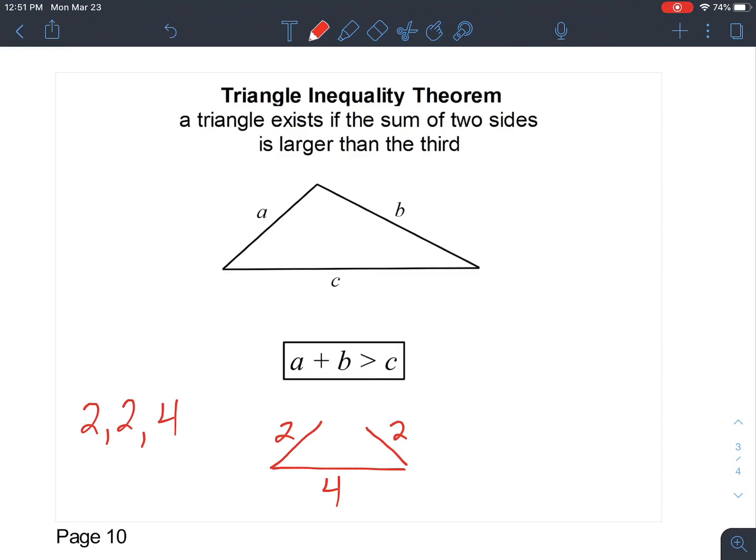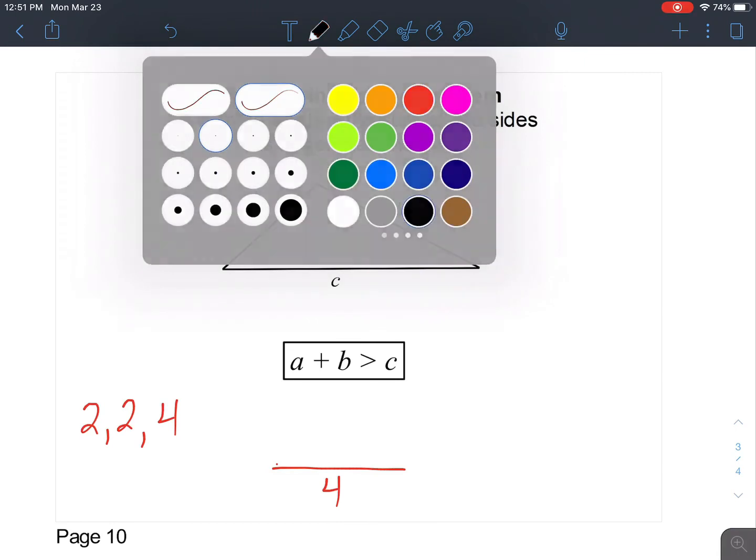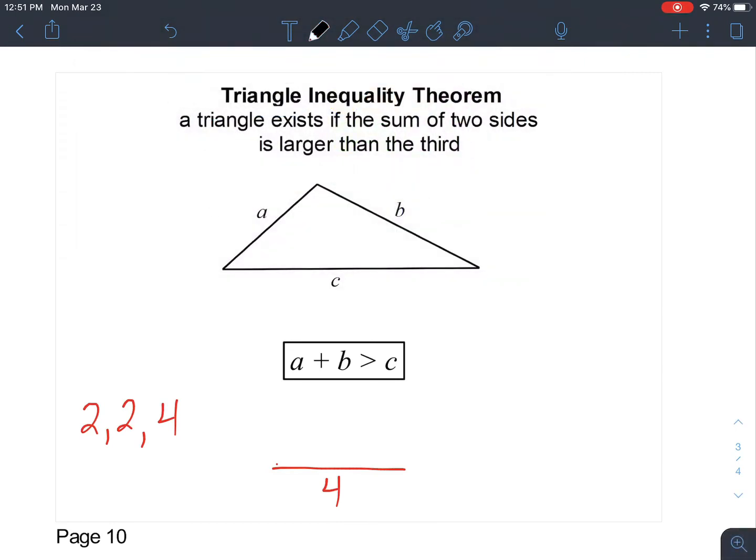I'm going to draw another side that also had to be a 2. Well, we have a problem. I've kind of demonstrated right here that these are never going to touch. And in fact, I think I have an even better way that I could demonstrate this. I'm going to use a different color. I'm going to pick black.